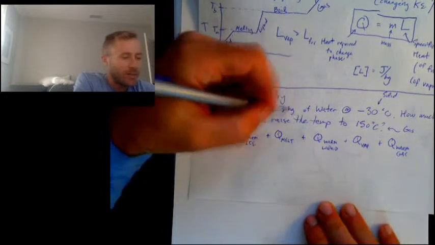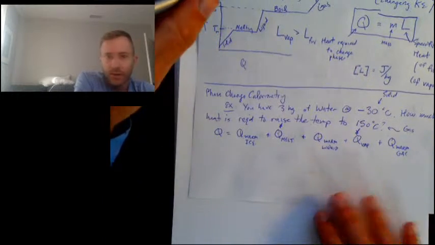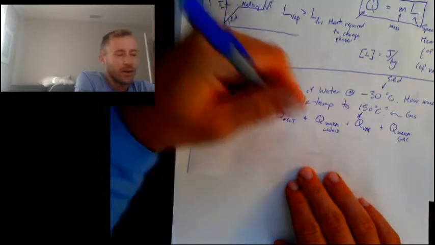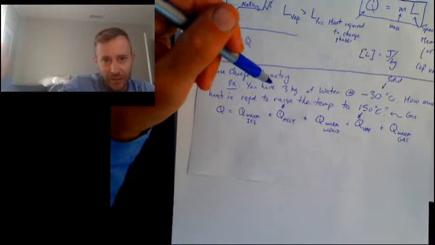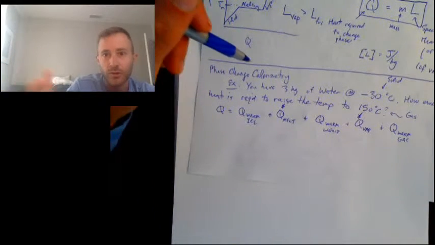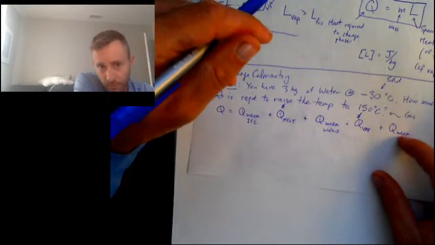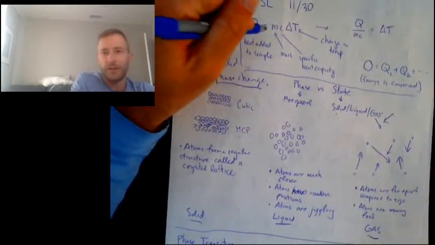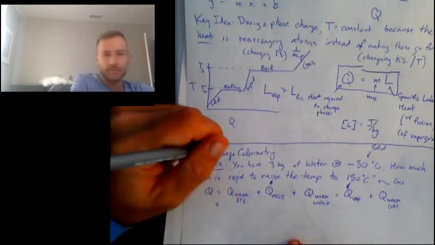Now, these two that I put stars over, these are the phase changes. So they're going to be governed by mL. The other ones are not phase changes. They're just heating something within a particular phase. So those are going to be governed by mc delta T. All right. So if it's a phase change, you use mL. If it is heating a particular phase, you use Q equals mc delta T.